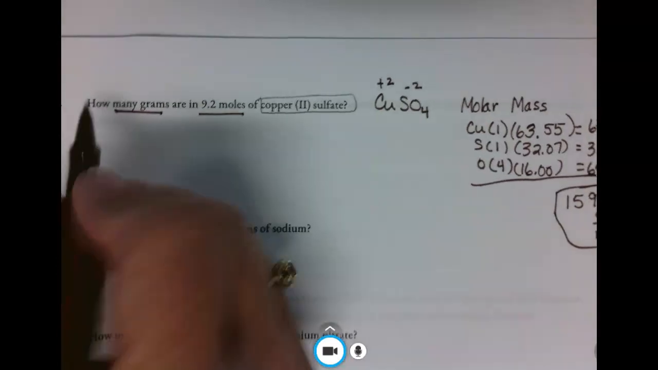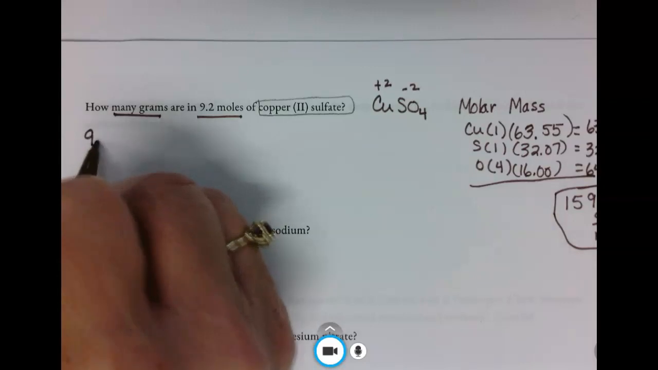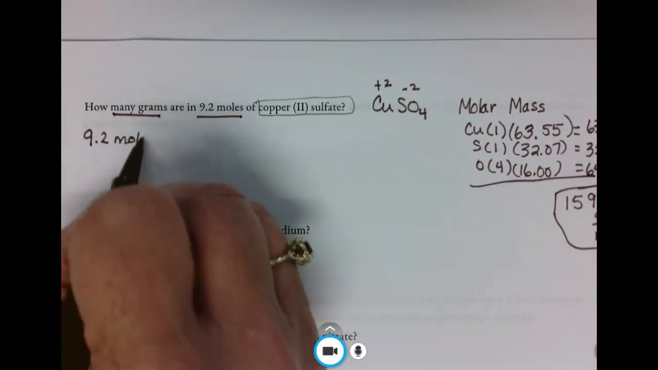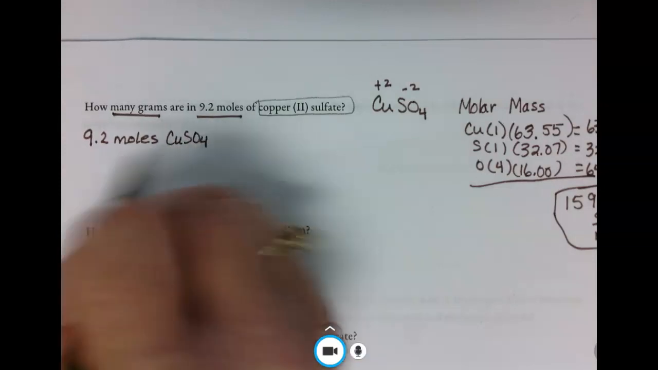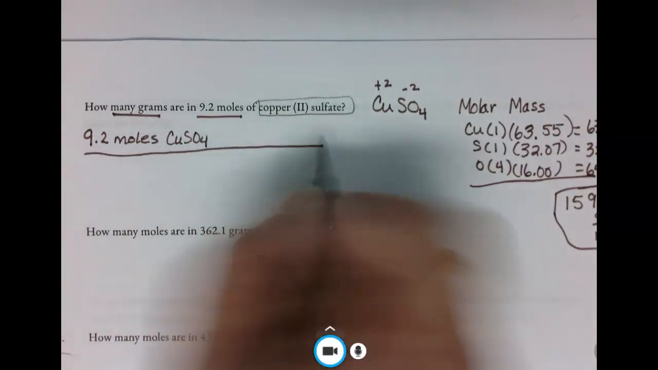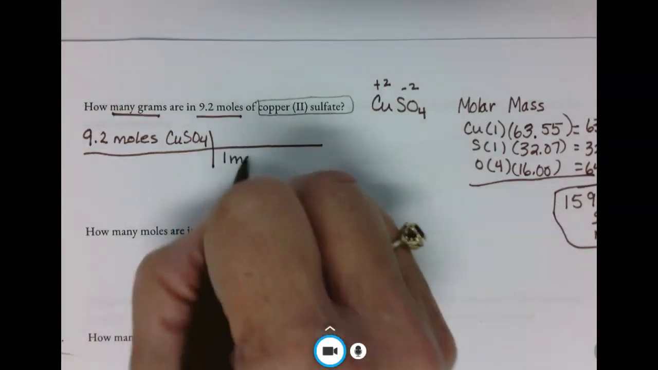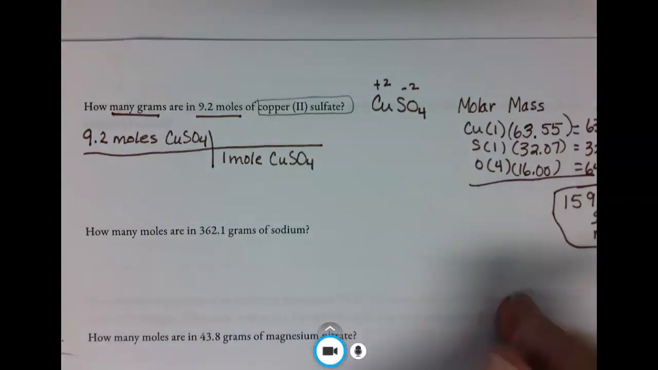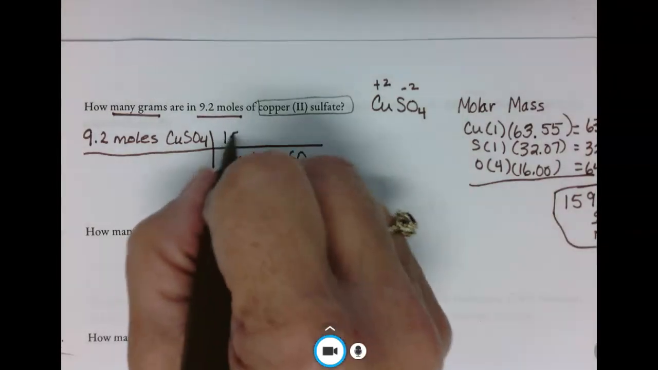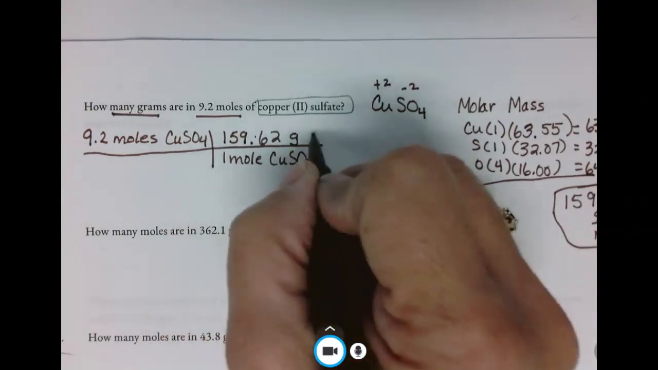And again, how many grams are in 9.2 moles? So let's start off with our given, 9.2 moles of copper sulfate. And I know, again, this is molar mass, so it is that 1 mole of copper sulfate is, and that's the value that we calculated over there, 159.62 grams.